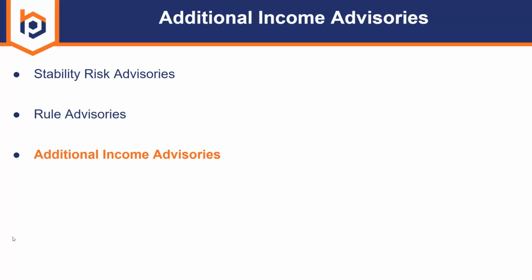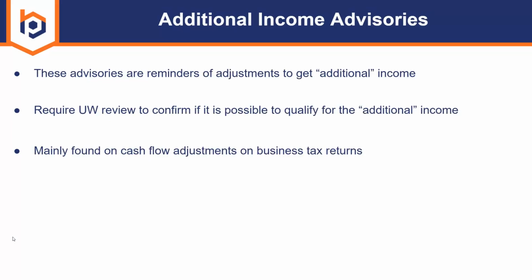And finally, additional income advisories. Now, what these are just reminders of adjustments to get more income. Our system will remind you that there might be additional income found on certain lines. You can review if they qualify or that the tax returns are a little complicated and it needs a human being to read through it because tax advisors or preparers don't say things the same way. For example, the word amortization can be AMT, or the word amortization written out, or AMRT. It could be on one form or a supplement form.